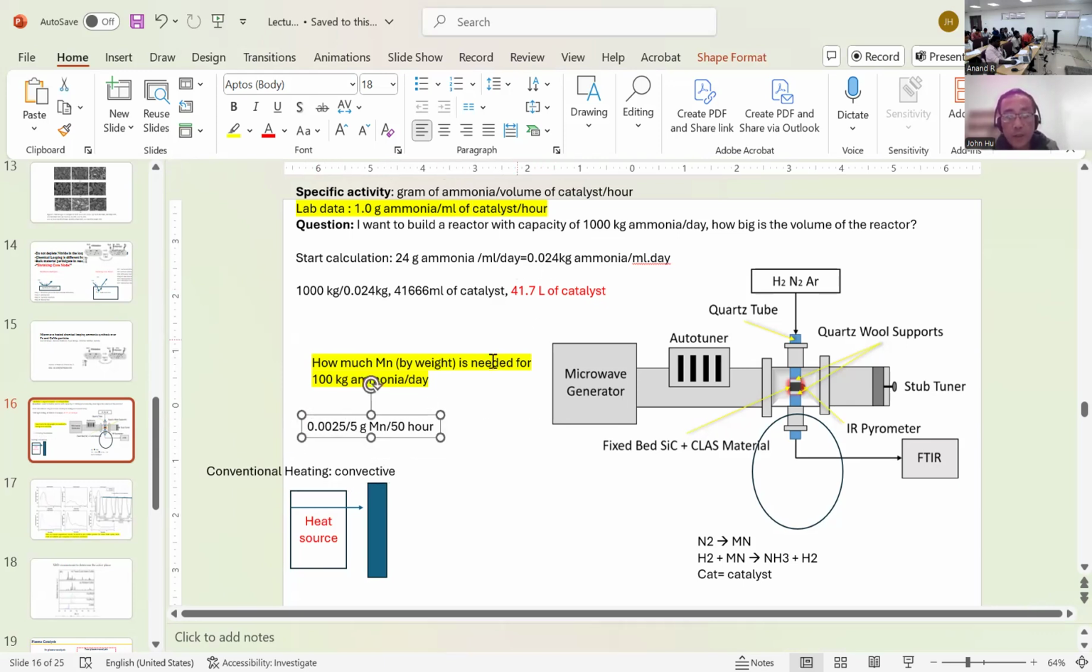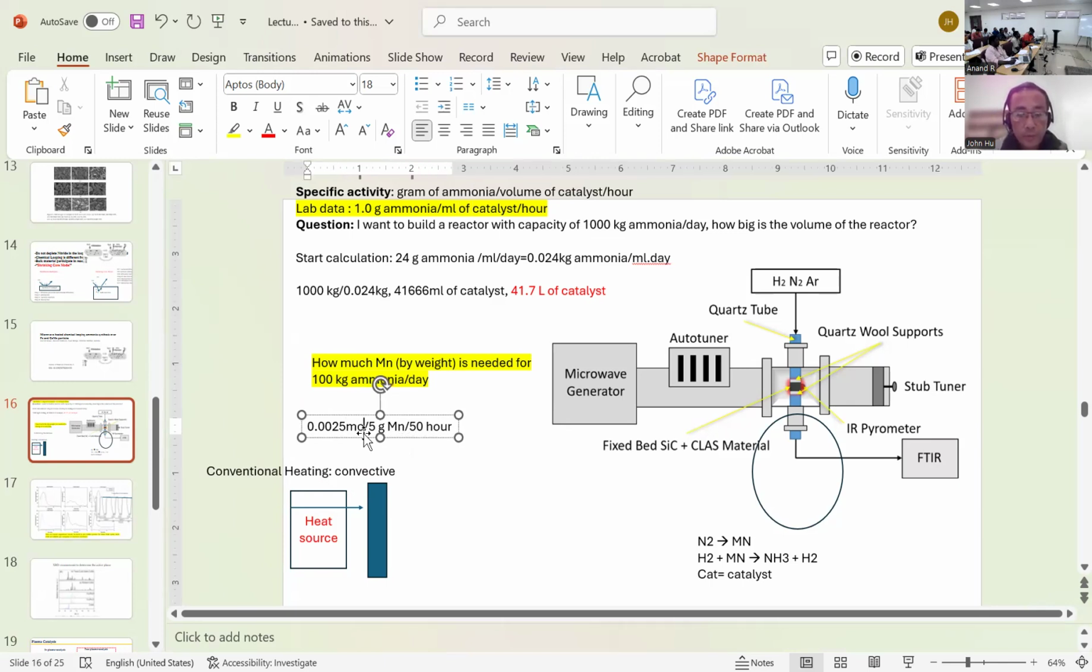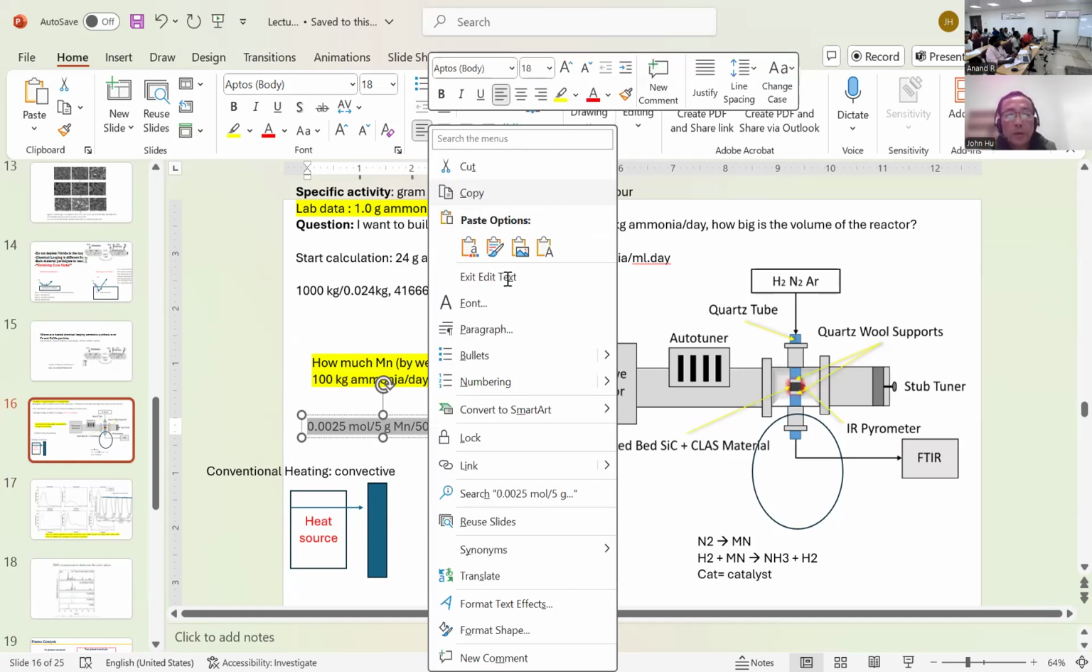That's why I want to show you the good example. Then we come up with this. So based on this, you should get the number you need. So let's see, 0.0025 mole ammonia. All right. So keep in mind 0.0025 mole ammonia, 5 gram manganese, and then 50 hours. Okay. So let's take the data.